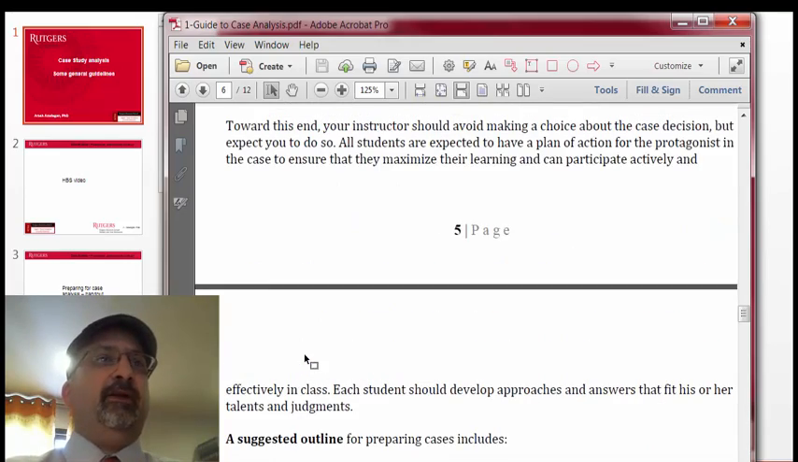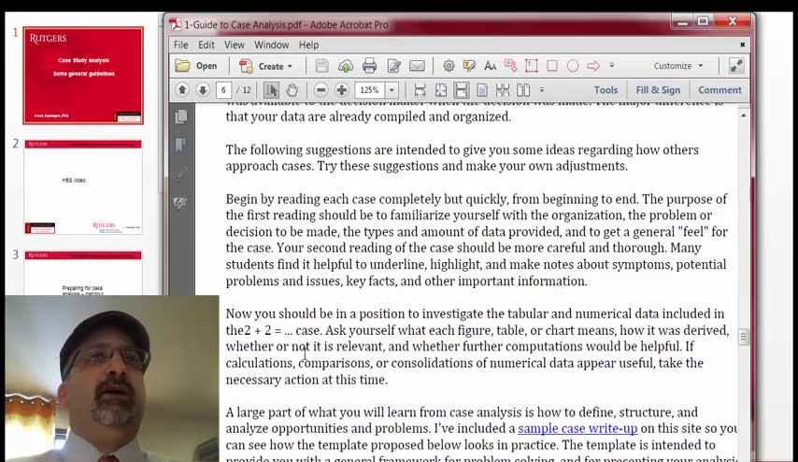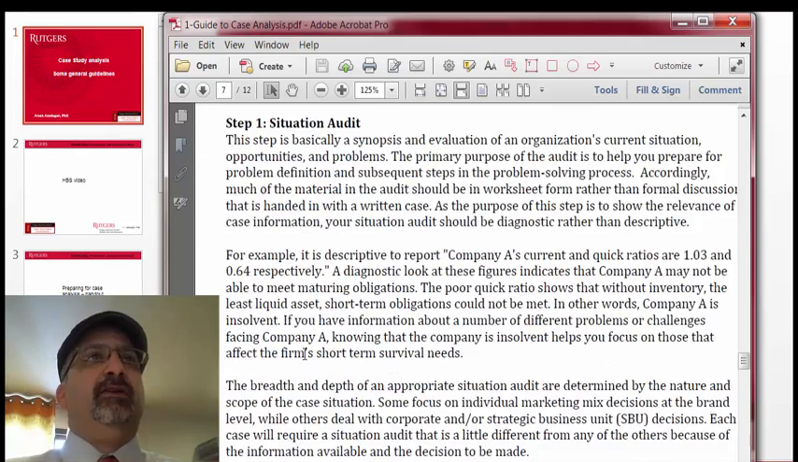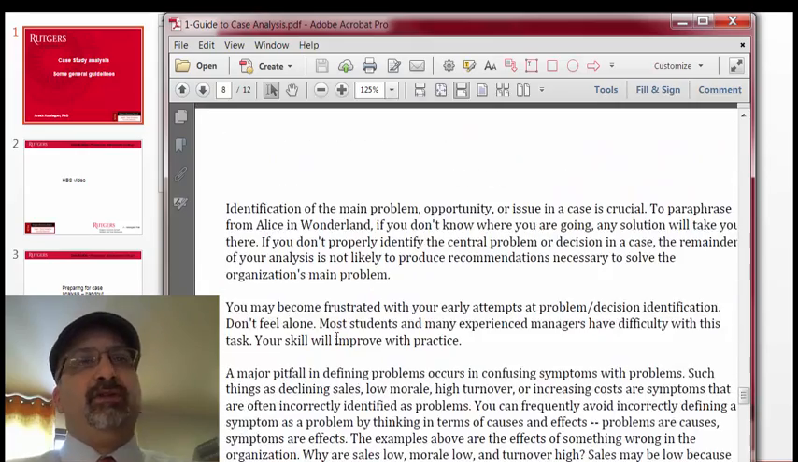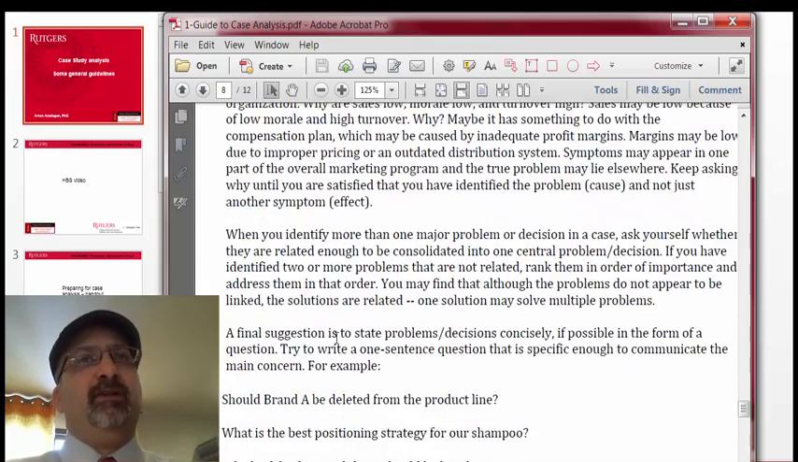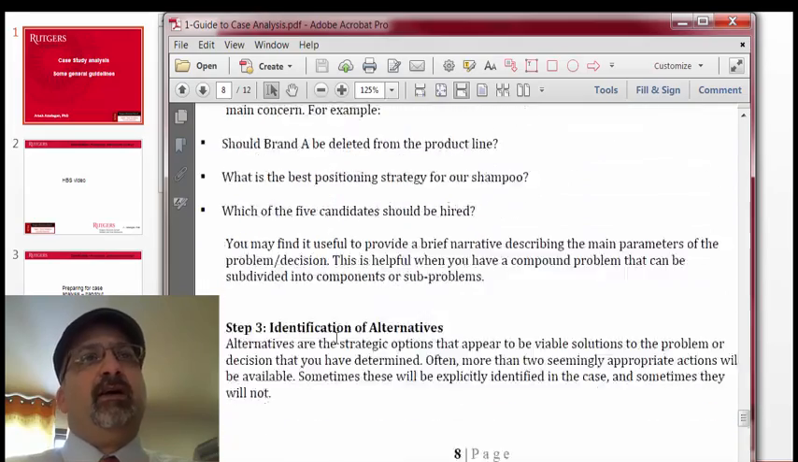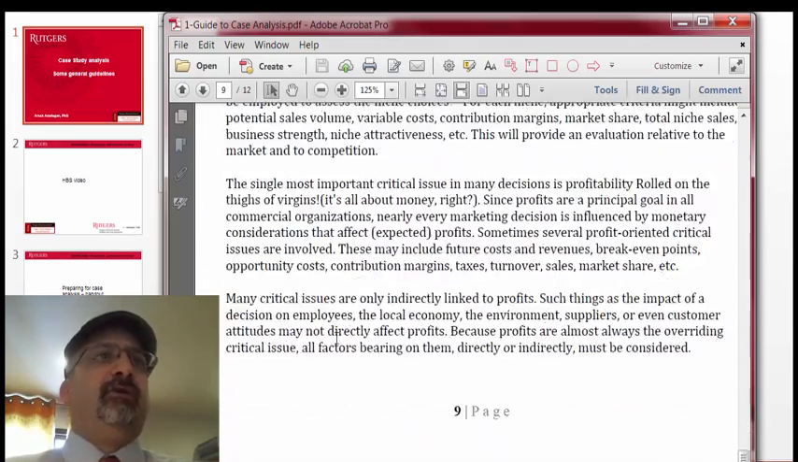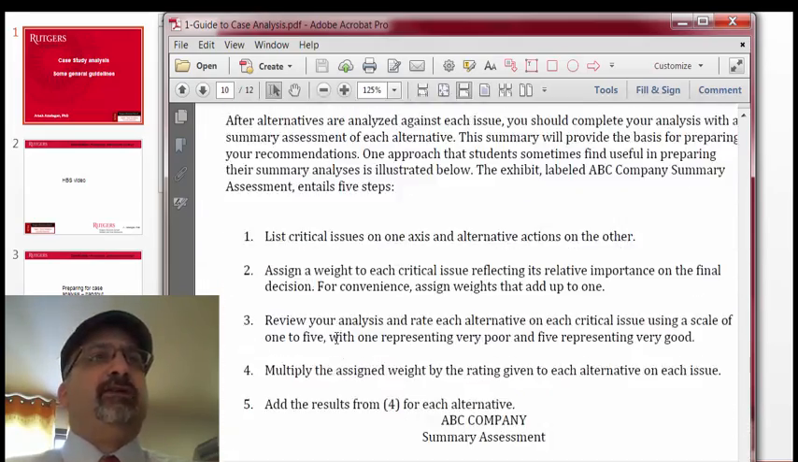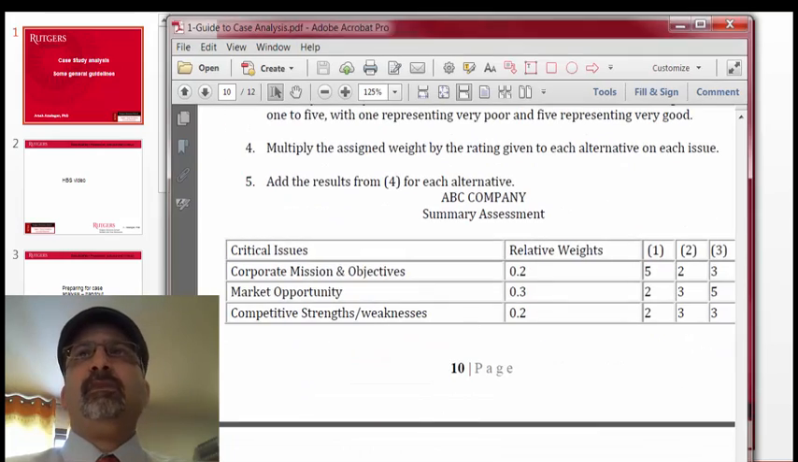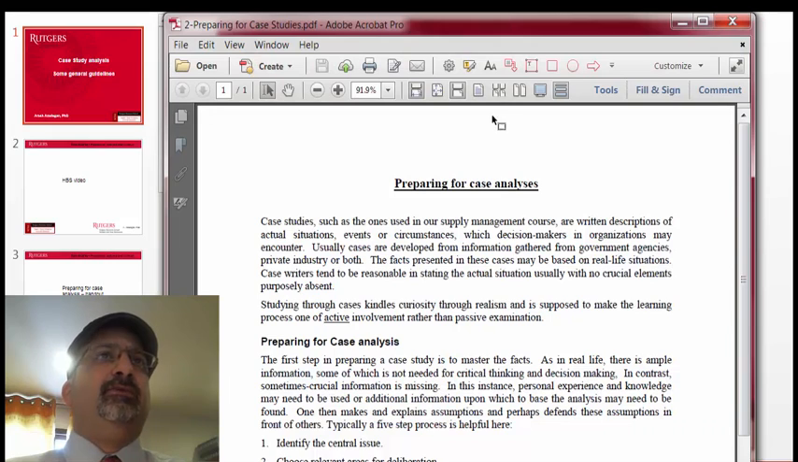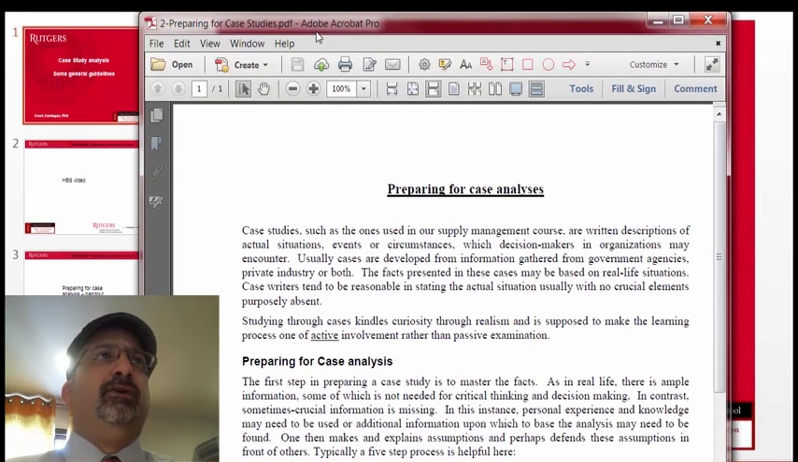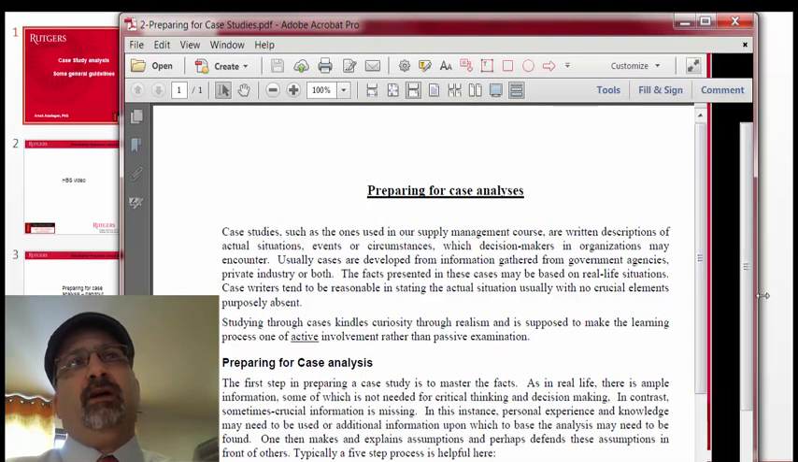And then it goes on to explaining further detail about the approach, which talks about situational audit, figuring out what's going on around that area, problem, decision, and statement, which I'll explain in a little bit in a separate slide, identifying alternatives, critical issues, and onto the analysis. Okay. The other part that I think is important, this also is a handout that's provided on your course platform.